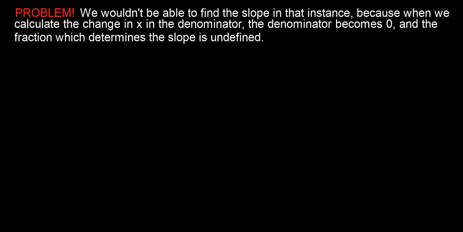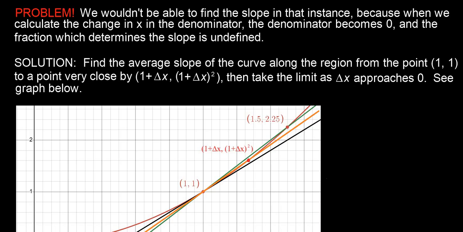Fortunately for us, calculus says yes. What we can do is we could still use that average slope notion, but pick as our second point a point that's much closer to the point of interest. We'll say horizontally it's some distance delta x away from that first point. And then we take the limit as that value delta x approaches zero.